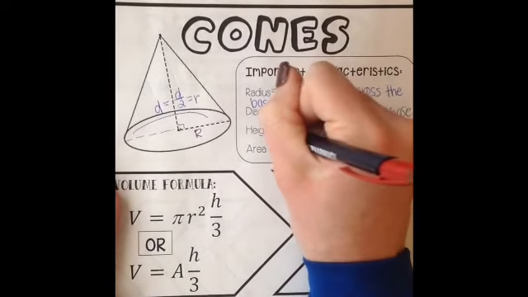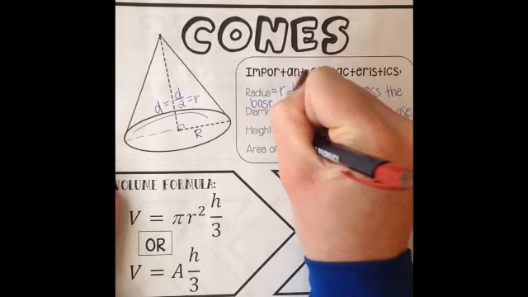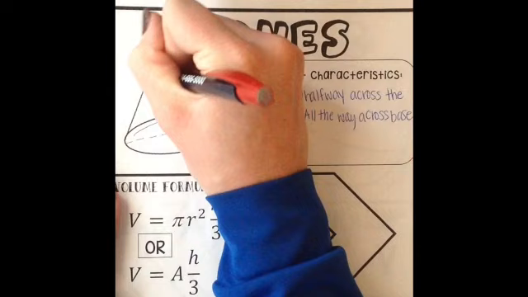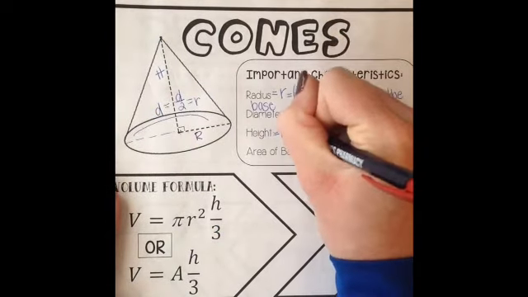The height is represented by a lowercase h, and it means how tall the figure is. So right here, we're seeing the height. We can go ahead and label that as h, and it means how tall.